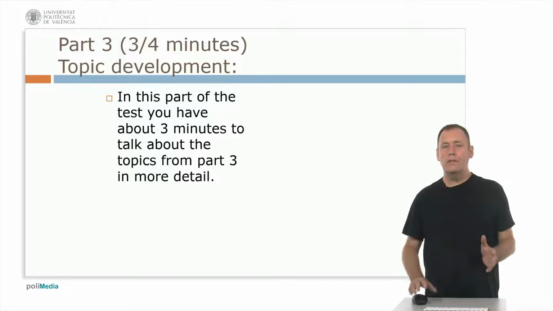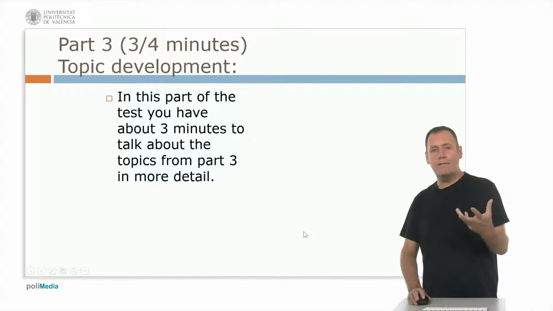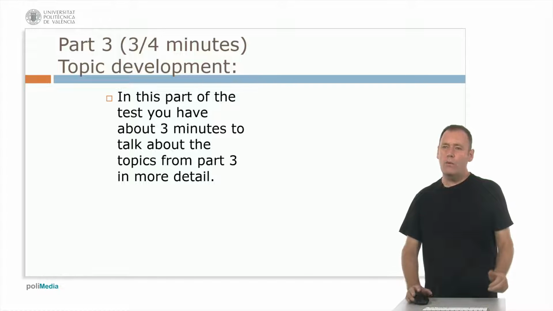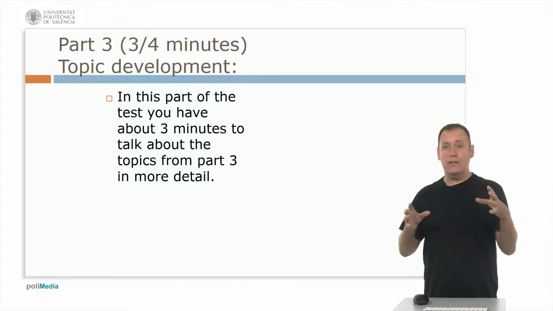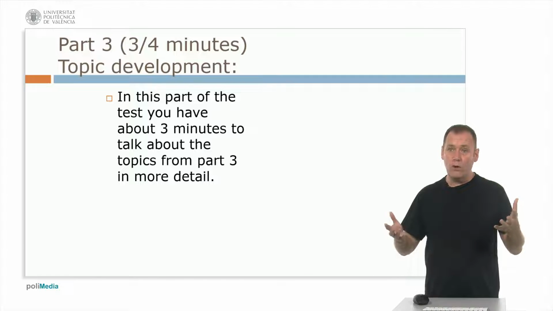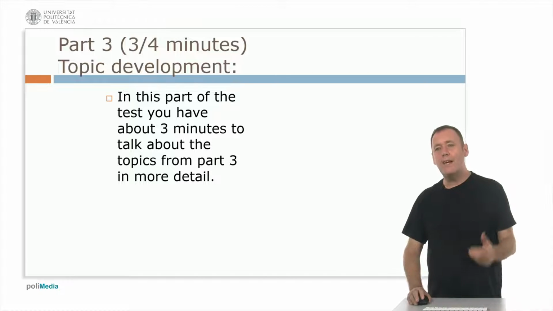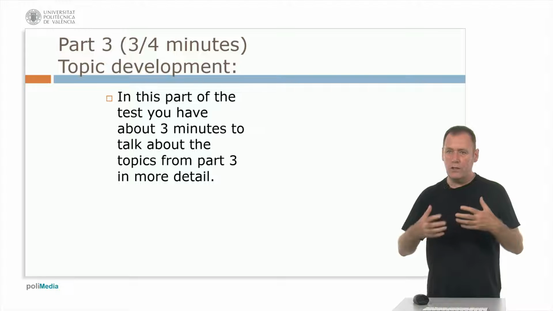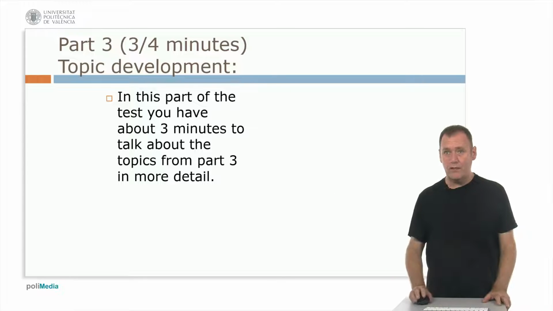Part 4 takes 3 to 4 minutes, and we call it topic development. Why? Because in this part of the test, you have time to talk more about the topic you've been speaking about in part 3. There's more detail in the questions and it gives you a chance to extend the conversation.